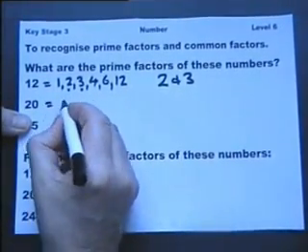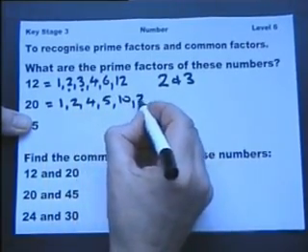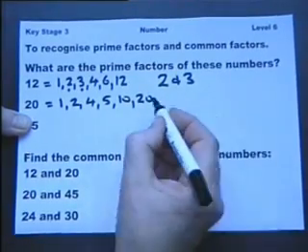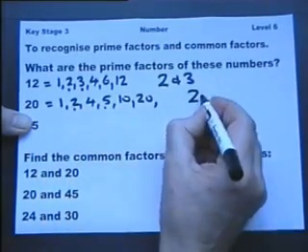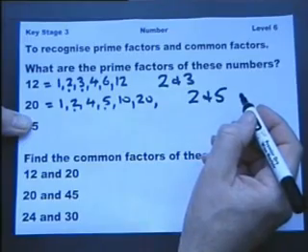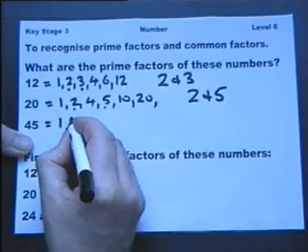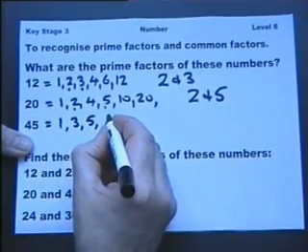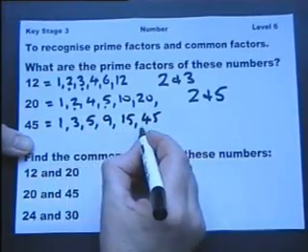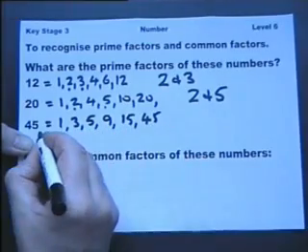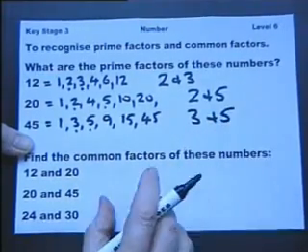Let's look at 20. These are the factors of 20 because all of these numbers divide exactly into 20 with no remainder. So they are the factors of 20. Of those, these two are prime numbers. Therefore 2 and 5 are the prime factors of 20. Let's look at 45. They are the factors of 45 because all of those numbers divide exactly into 45. These are the prime factors of 45.